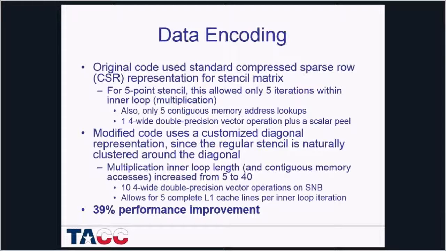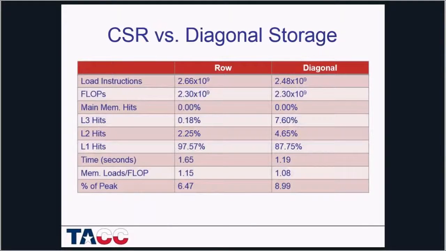And just changing the data encoding resulted in a 39% performance improvement, which is a success in and of itself. So this shows the breakdown of performance for compressed sparse row versus diagonal. You can see compressed sparse row is the middle column there, and diagonal is on the right.